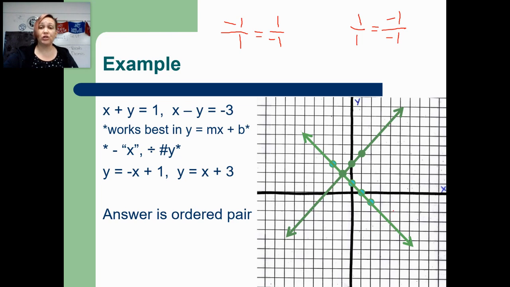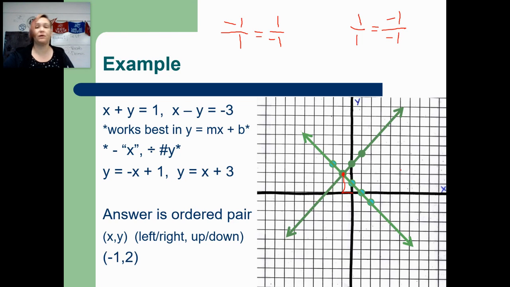Just as a refresher, ordered pairs are in alphabetical order, x comma y, and they go left and right first and up and down second, kind of the opposite of slope. So we want the ordered pair for this dot right here. So I'm going to go left 1 and up 2. And so my final answer for this problem is the ordered pair -1, 2. Okay, so ordered pair answers: the graph is the work, the answer is an ordered pair.